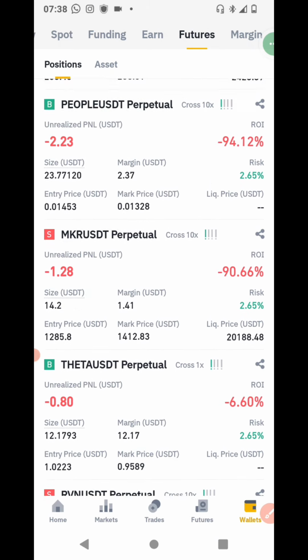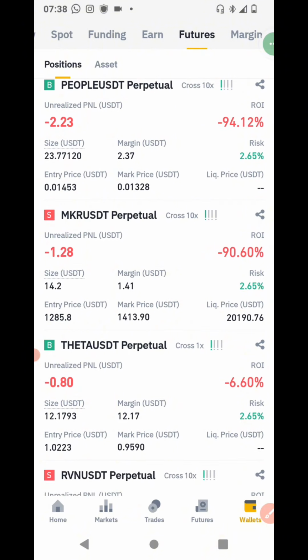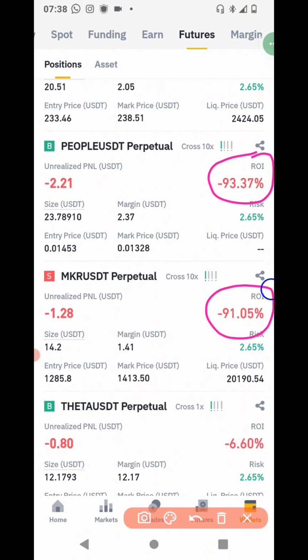So that is how you analyze your trades, so that you have a clear picture of what is going on. All right. Now, let us look at this People USDT and MKR USDT. You see, both of them have minus 94% loss. Oh, minus 91% loss. Oh, come on, guys, relax. It is minus 93% of your current margin in that trade, not your total balance.